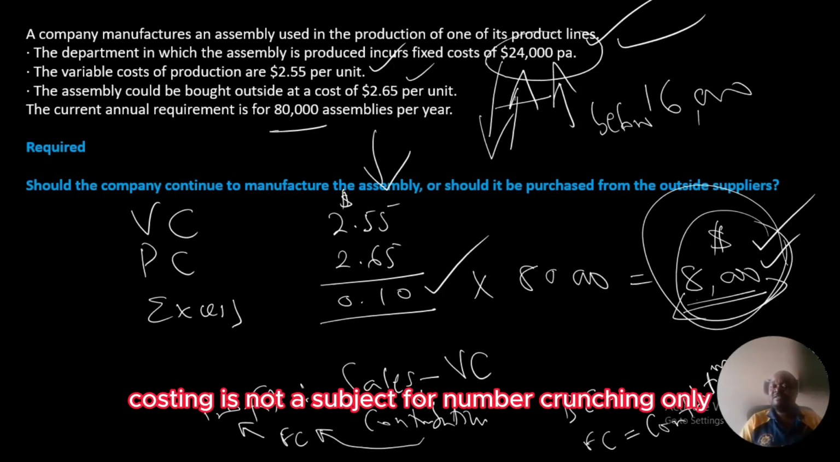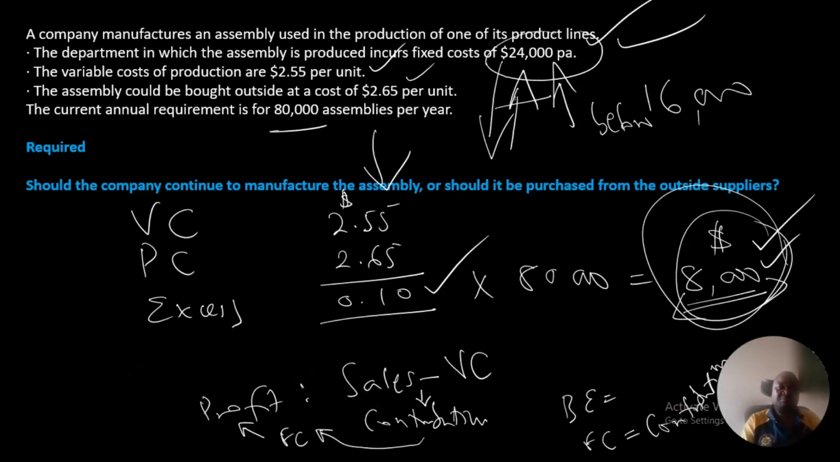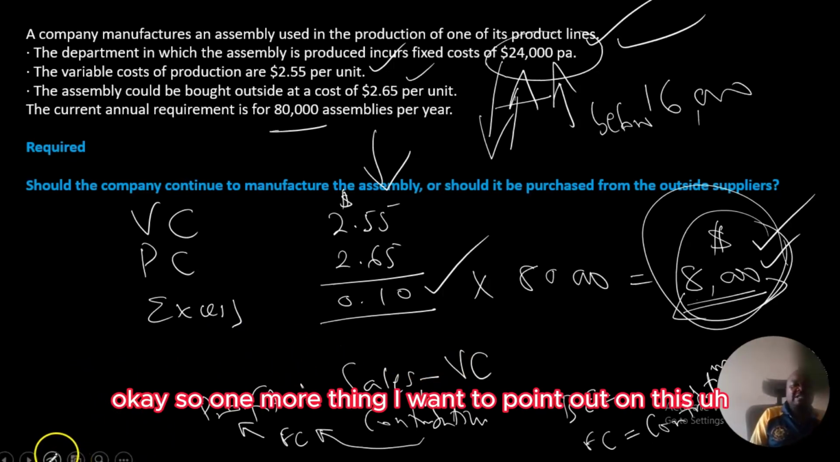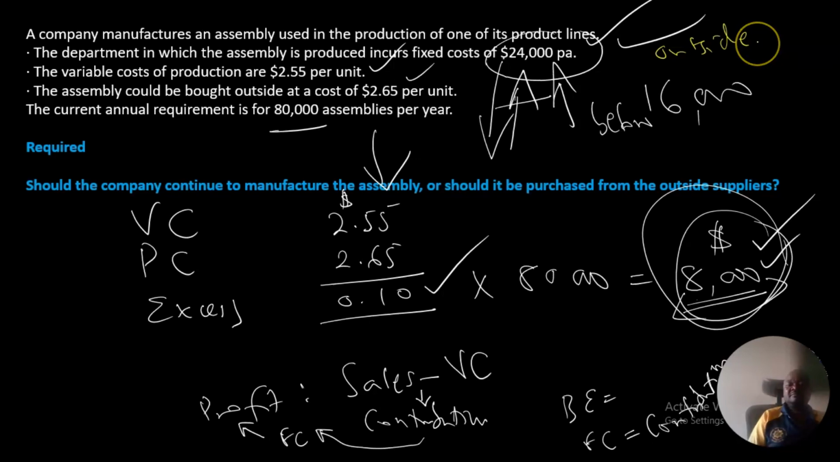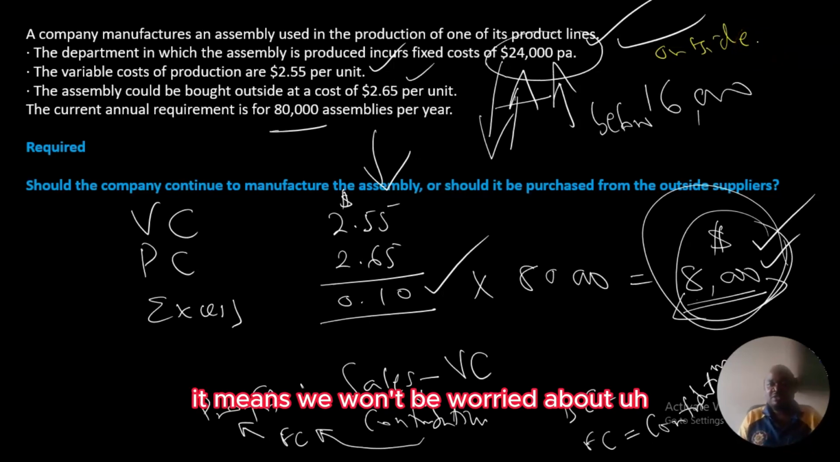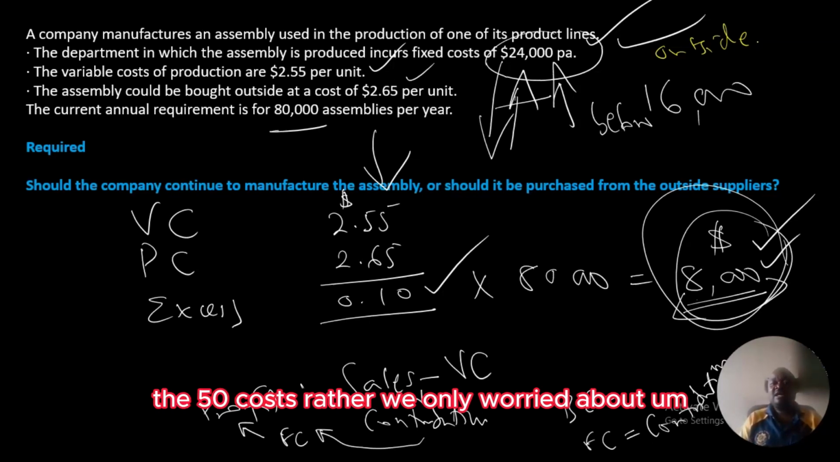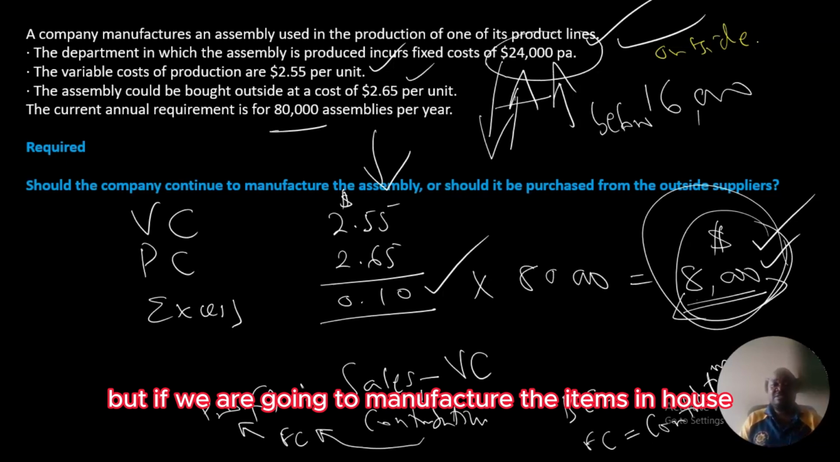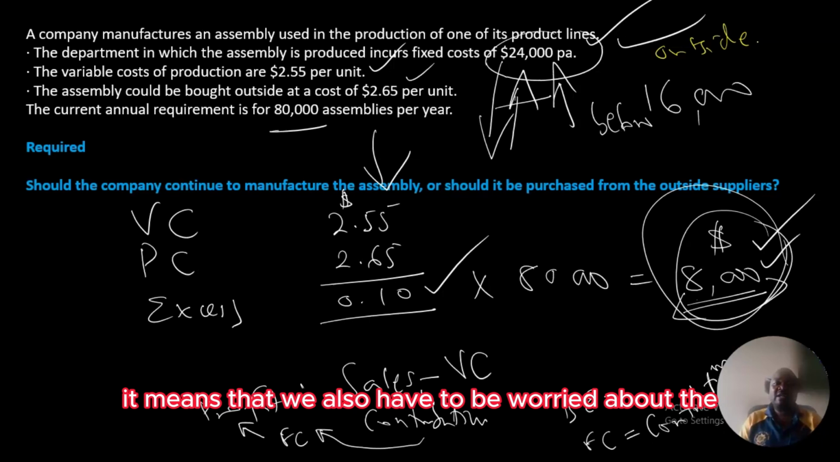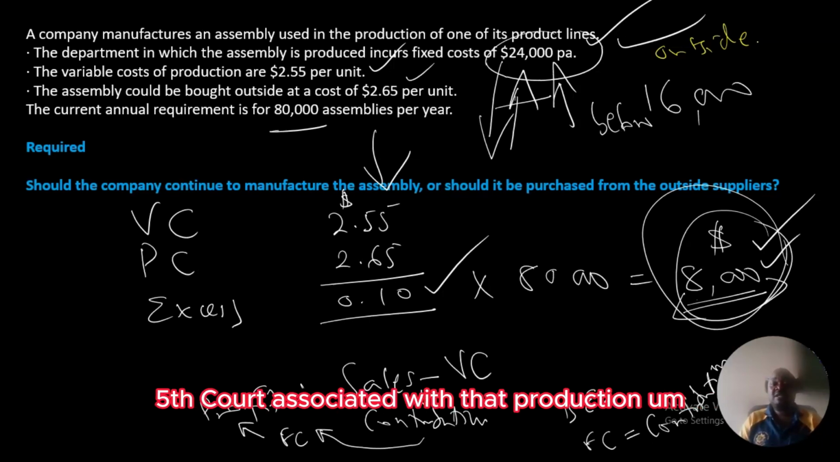Remember, this costing is not a subject for number crunching only. Okay, so one more thing I want to point out on this particular example is that if we are buying outside, it means we won't be worried about the fixed costs. Rather, we're only worried about the purchase price. Okay? But if we are going to manufacture the items in-house, then it means that we also have to be worried about the fixed cost associated with that production. Okay, so this is why by the end of the day, we then have to consider the aspect of fixed cost reduction.